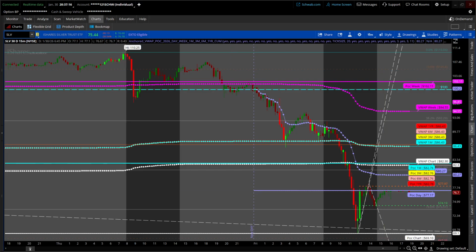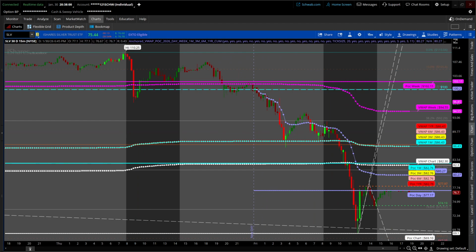Third, acceptance versus rejection. Holding above VWAP and point of control means acceptance. Failure there means rejection. That tells them whether to add, reduce, or stay flat. And you can see right here, once price lost its point of control for the week and VWAP for the week, everything really just cascaded down.